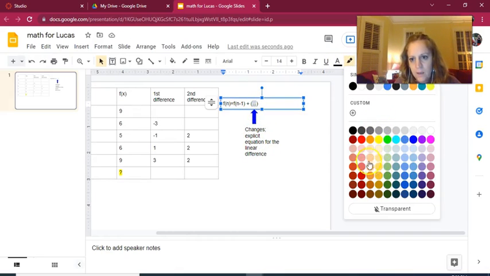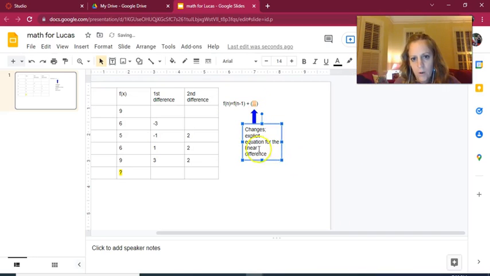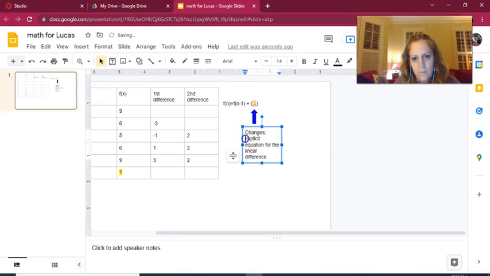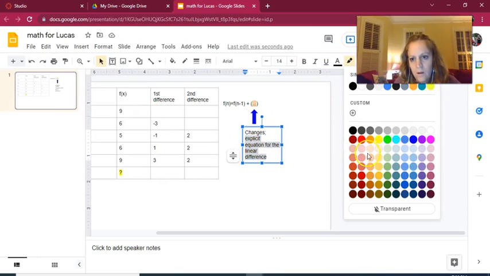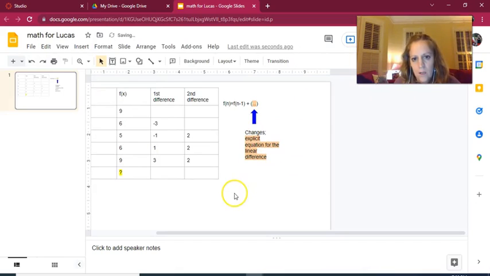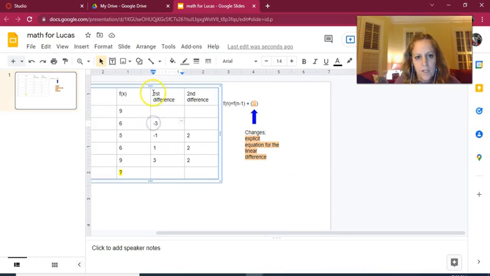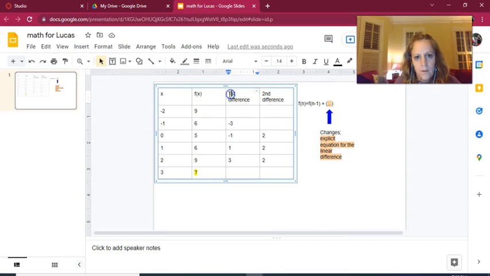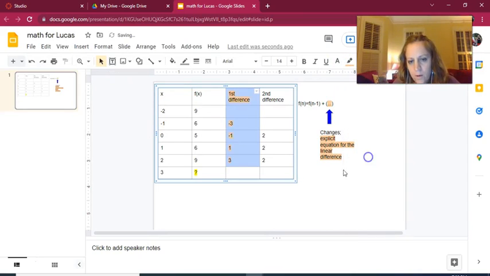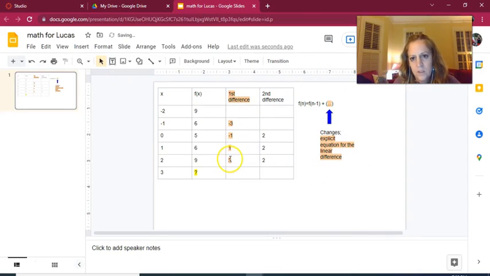So what goes in here, we'll just highlight this with a little peachy color. What goes in here is the explicit equation of the linear difference. So we have to write the explicit equation for this right here. What's the explicit equation for this? That's what's going to go in there, okay?